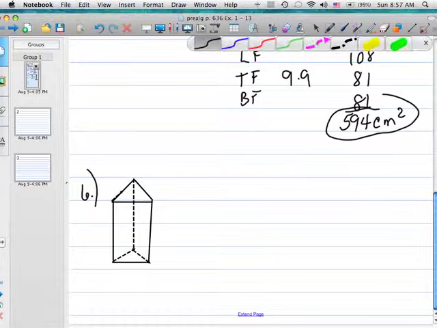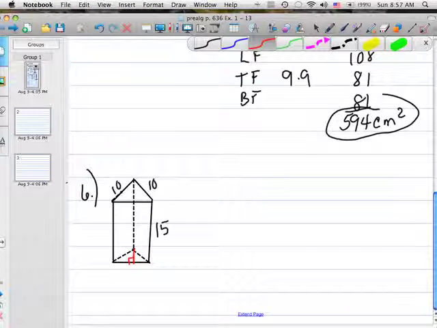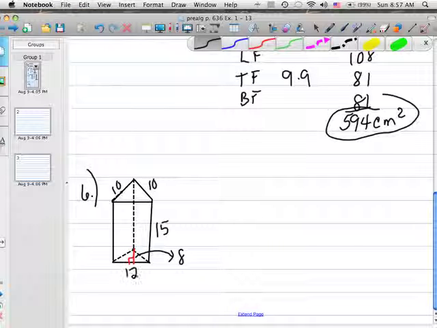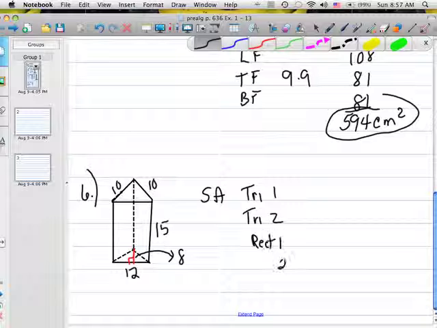And we have measurements of 10 yards, 10, 15, and the height is given in here, and the height is 8, and the base is 12. So in a triangular prism, the surface area, we have triangle 1 and triangle 2, which are the same, and then rectangle 1, 2, and 3.